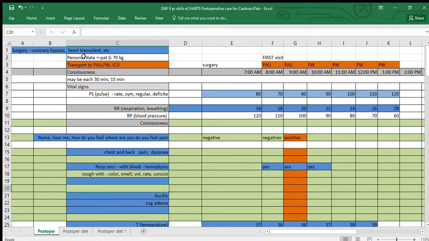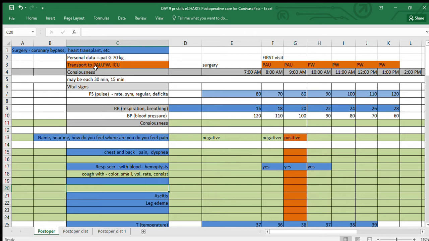He might have had a heart transplant. He might have had the incision or the placement of a pacemaker. So we just need to know what surgery the patient underwent. Then we're going to include the personal data, height, weight, but in this case mainly the weight of our patient. This will guide us on how to treat our patient, such as diet, excretion and whatnot. Also, how our patient is being transported, mobility of our patient, and so forth.